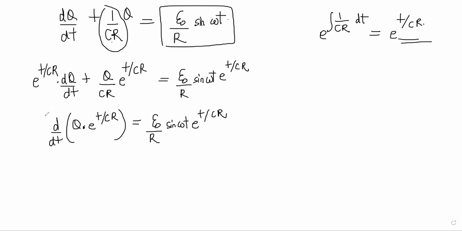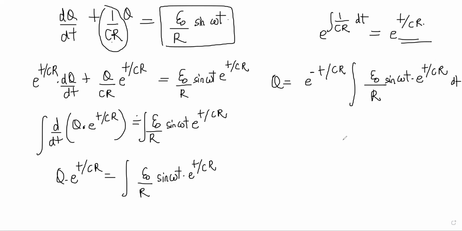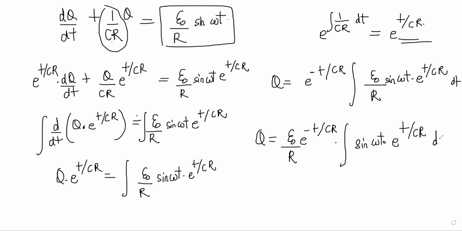And now integrate both sides. So you'll get q into e power t by CR is equal to the integral of E naught by R sine omega t e power t by CR dt. So basically you have q is equal to e power minus t by CR times the integral of E naught by R sine omega t e power t by CR dt. Now take the constant outside, and you'll get q is equal to E naught by R e power minus t by CR, and you have to integrate sine omega t multiplied by e power t by CR. This is the integral that we have to do.